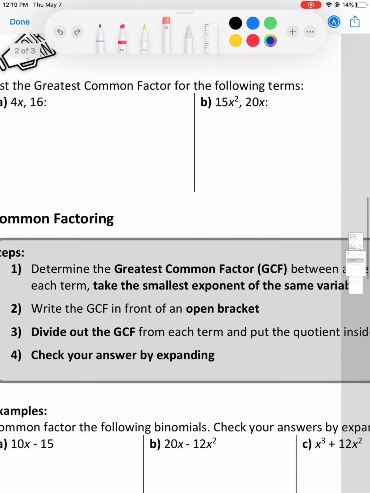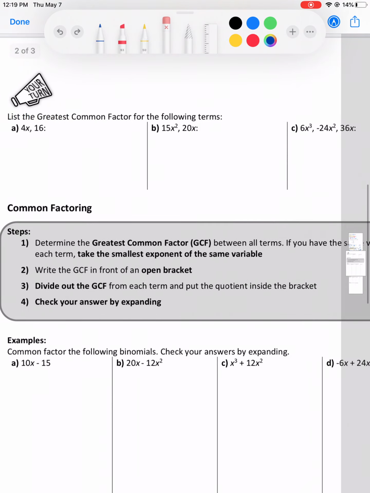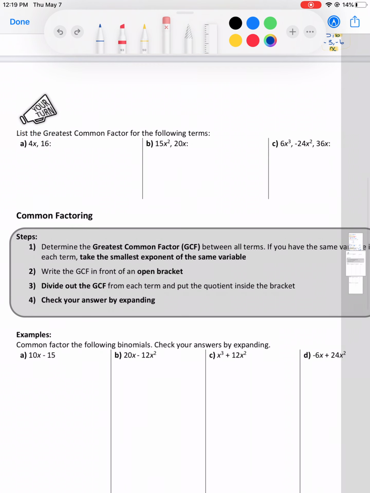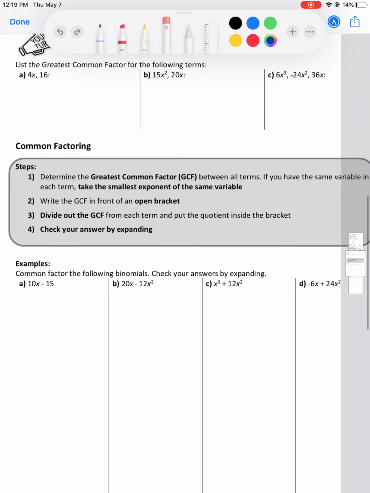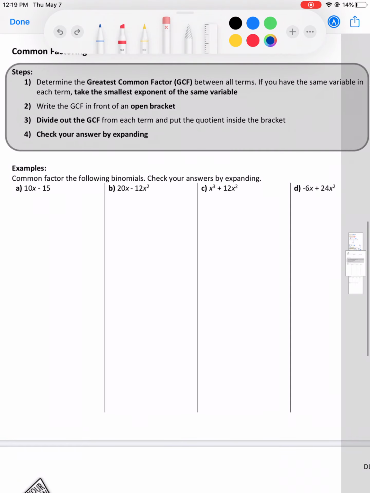Okay, so I'll give you guys that. So, common factoring. Now this is pretty much everything that we're doing. We're just applying it to numbers that are addition and subtraction. So the steps: determine the greatest common factor between all terms. If you have the same variable, take the smallest exponent of the same variable. Okay, so I'm going to just do this step by step.